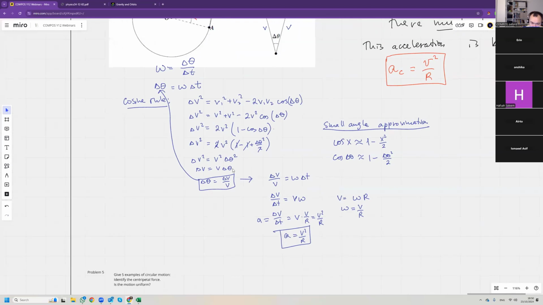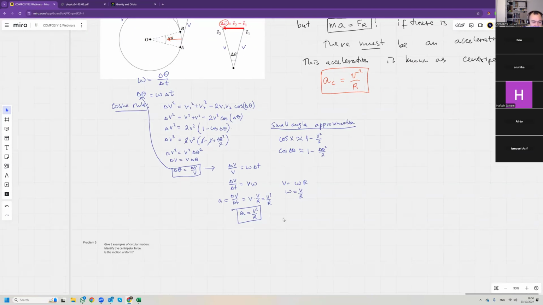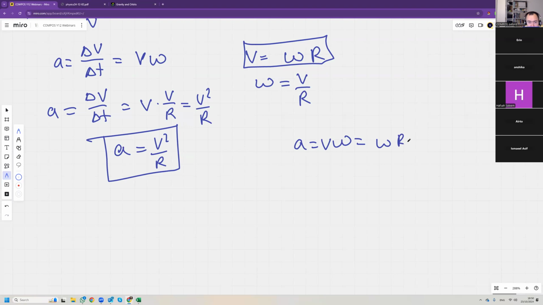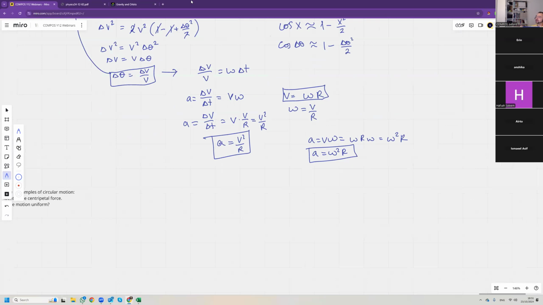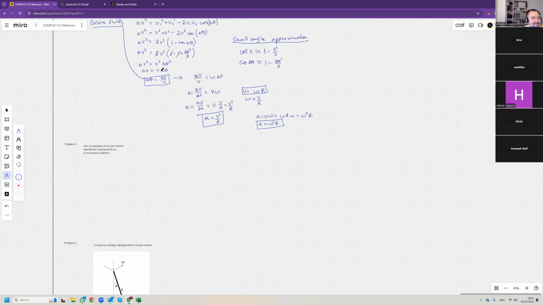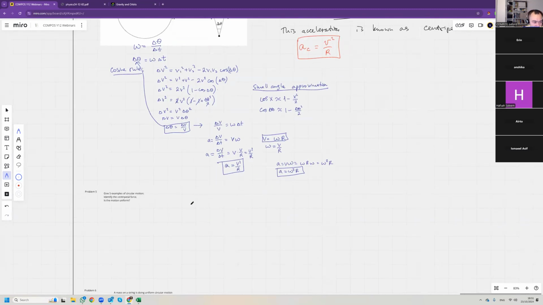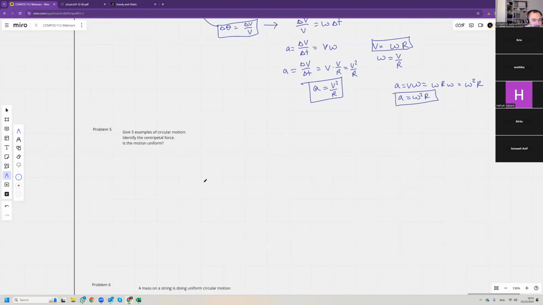Okay. It's one of the ways. There are plenty of other ways. Similarly, you can do the other way around. V equals omega r, so you can replace that. So acceleration is v omega, which is omega r times omega, which is omega squared r. So acceleration is omega squared r. That's another formula for centripetal acceleration. So if you're moving in a circle, your acceleration is towards the center, and it's equal to v squared over r. Okay. I really hope I managed to convince you that this is true. Problem 5.